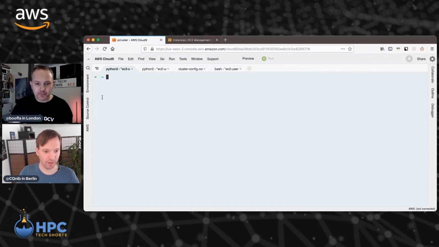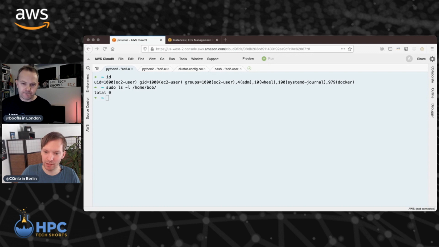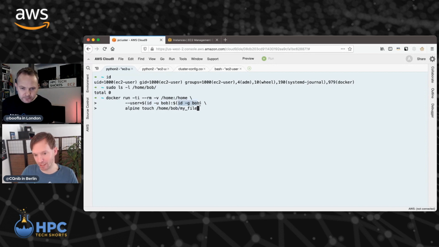There we go. So I'm an EC2 user here. I have a user called Bob, and his home directory is empty. I will put in a command that maps in the home directory from the host. It will use the user ID of Bob and the group ID of Bob for the process that is instantiated within the container. And the container process is a touch that writes to home Bob my file, right?